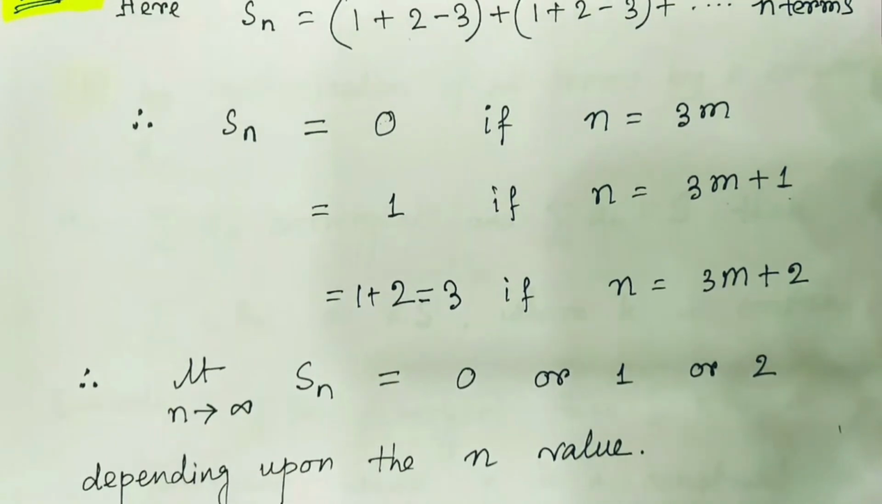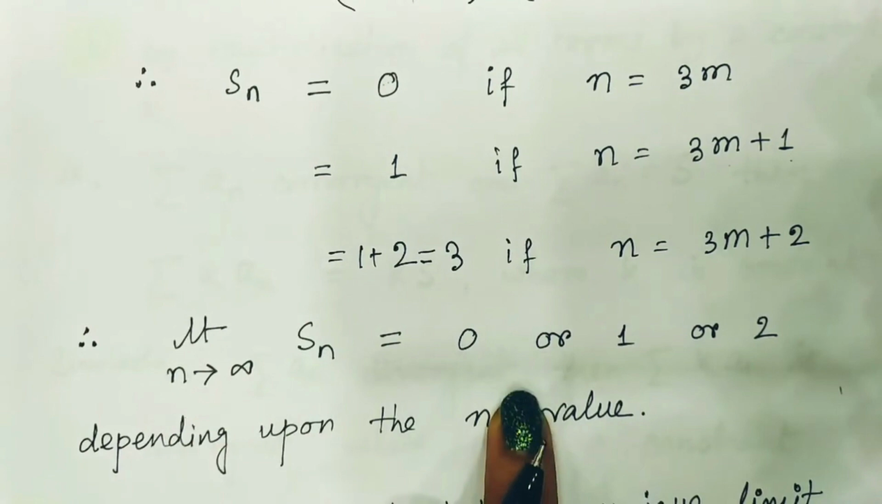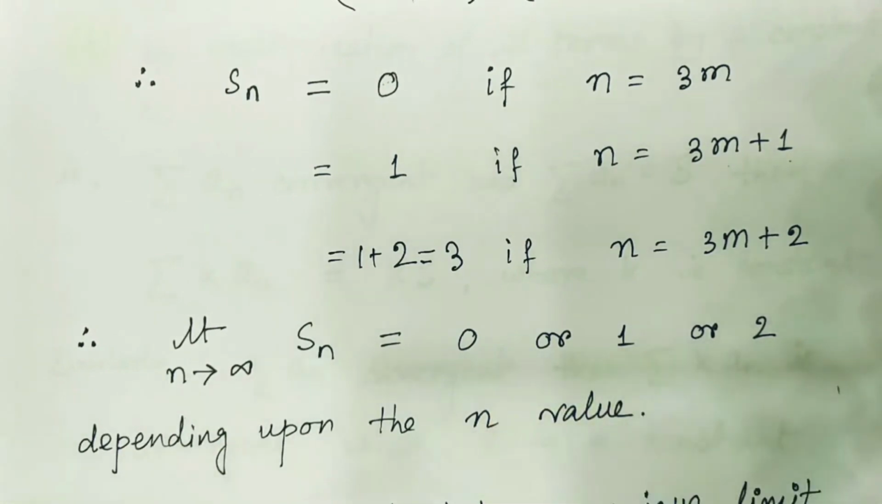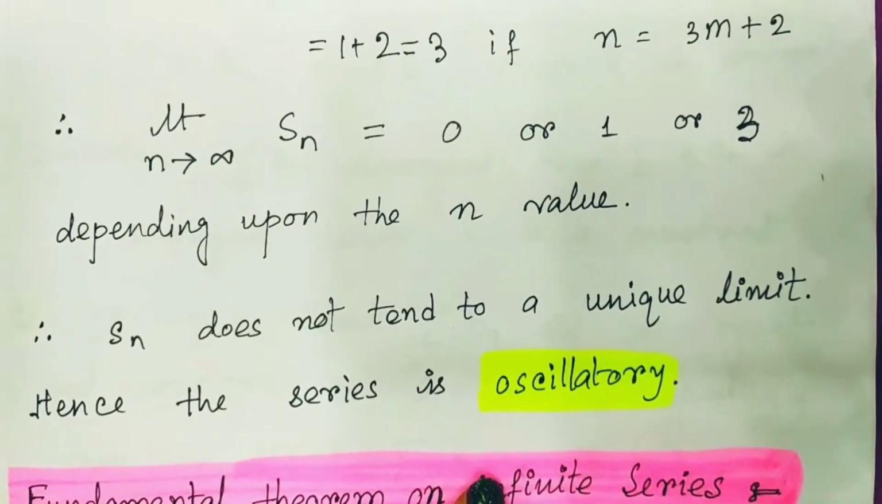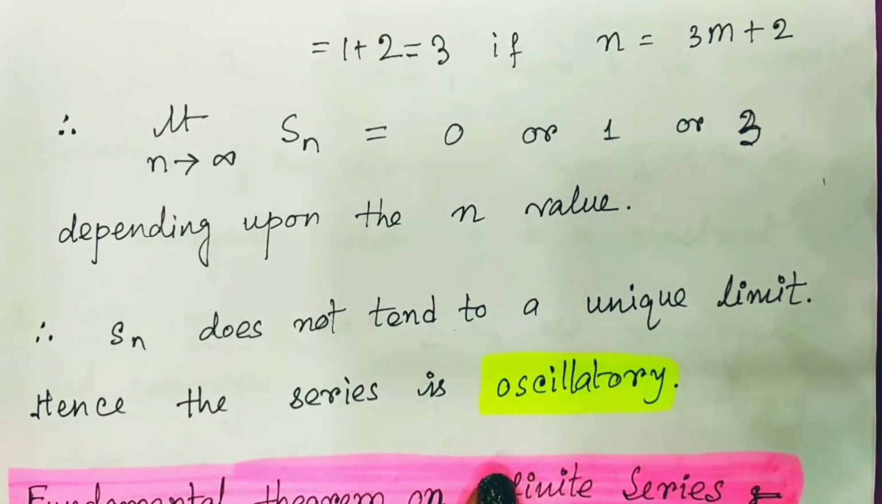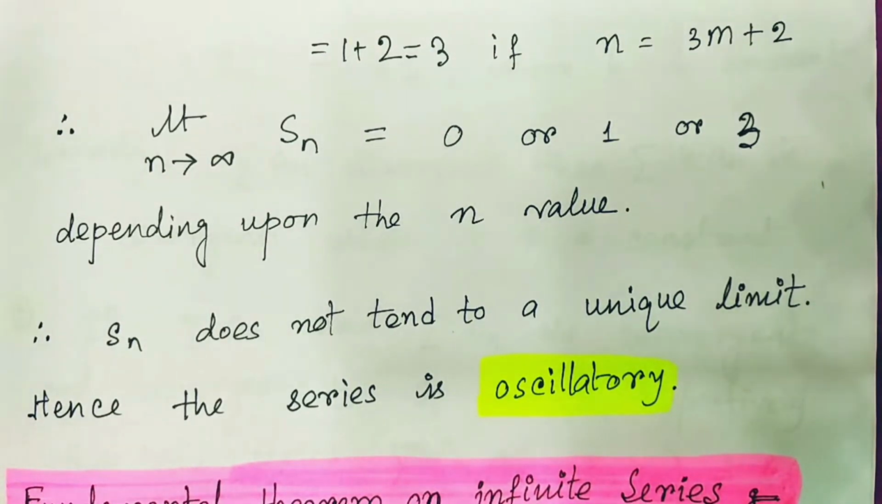Now if we take the limit of this Sn, it will provide us 0, 1 or 3, depending upon the n values. So Sn does not tend to a unique limit; though it is finite, it is not unique. Hence we can say the given series is oscillatory. It is not necessary that oscillatory always means only 2 terms. There may be any number of terms which are repeated after a certain interval; then the series is oscillatory.